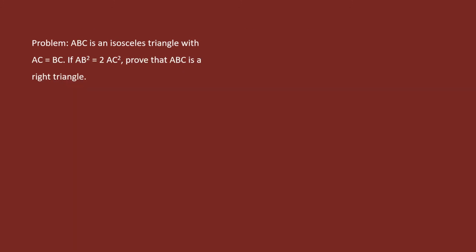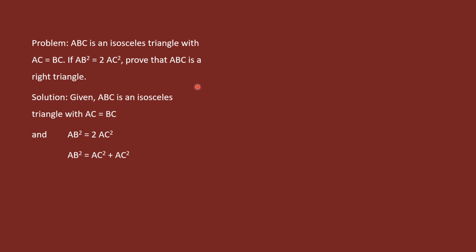Okay. Let's solve one more problem. ABC is an isosceles triangle with AC equal to BC. If AB square is 2AC square, prove that ABC is a right triangle. In the previous problem, it was given as a right triangle, but here it is not given. This condition is given, and we have to prove that it is a right triangle. Given AB square is 2AC square, I can write AC square plus AC square. In place of AC, I can write BC. That's why AB square is AC square plus BC square.